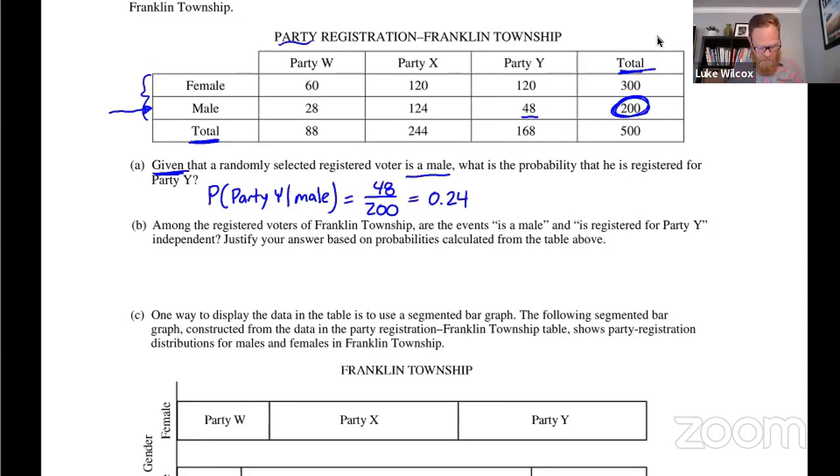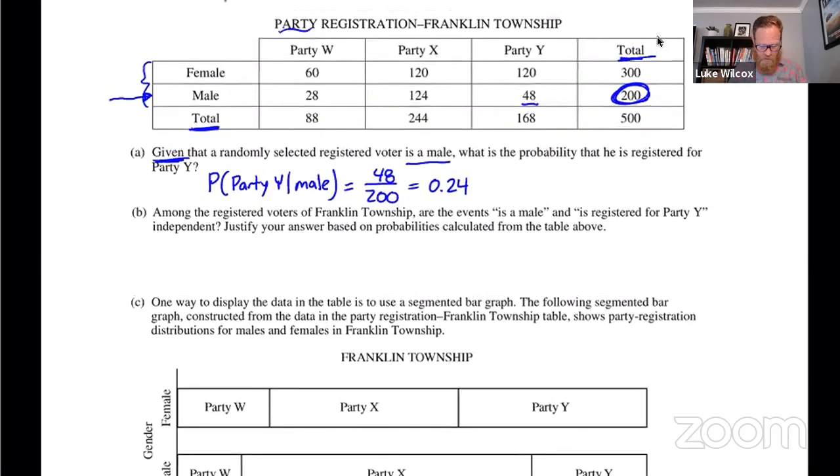Okay, on to part B. Among the registered voters in Franklin Township, are the events "is a male" and "is registered for party Y" independent? Justify your answer based on the probabilities calculated from the table above. Okay, we want to know if these two events are independent. So you have to think about the meaning of independent.